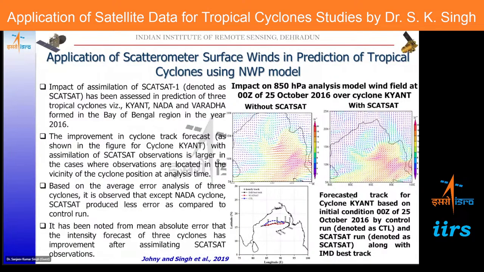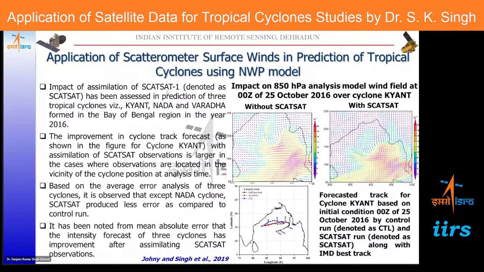So another application of satellite data is that you can always use the satellite observation in the numerical weather prediction model to forecast the track. Because of SCATSAT, our Indian satellite, we have assimilated this scatterometer wind in the numerical weather prediction model. We try to see what the impact of this scatterometer wind is on the track forecast and intensity forecast.